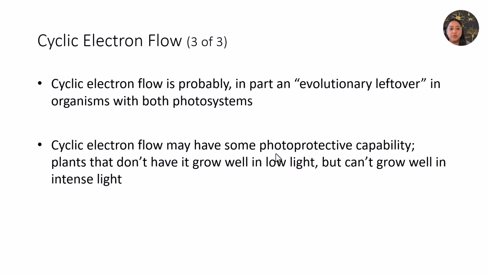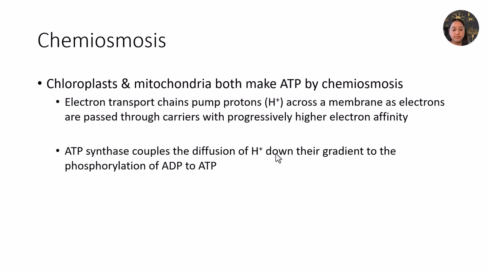Cyclic electron flow may have some photoprotective capability because plants that don't have it grow well in low light but can't grow well in intense light. So again, we say, well, we think it's probably this because we're still learning. And if you notice some similarities between cellular respiration or parts of cellular respiration and parts of photosynthesis, it makes sense. So there are similarities and then also differences, of course.